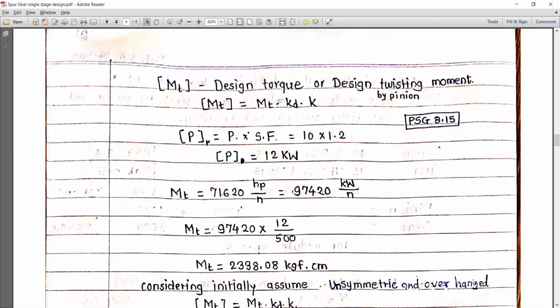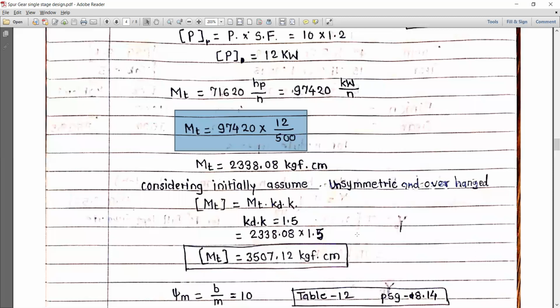Now putting this equation I have already mentioned, we are using the same equation. Putting the value of kW के जगह पे आपको 12 लिखना है, n के जगह पे 500 rpm. That is the input speed. Then we get the exact torque. Mt is equal to 2338.08 kgf centimeter. ये मिल गया हमें torque.